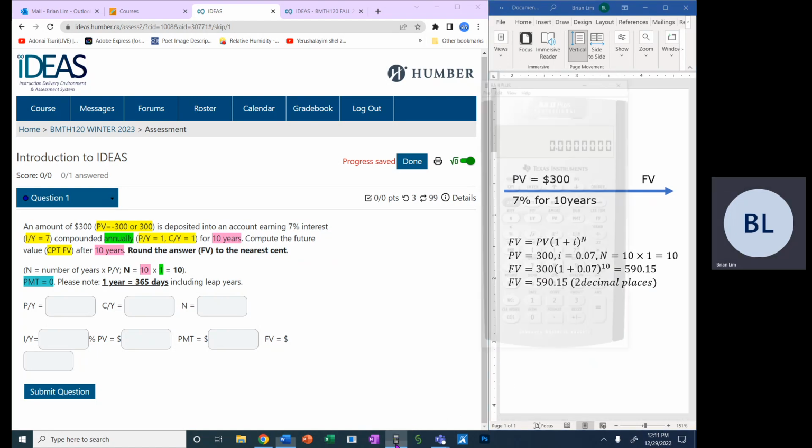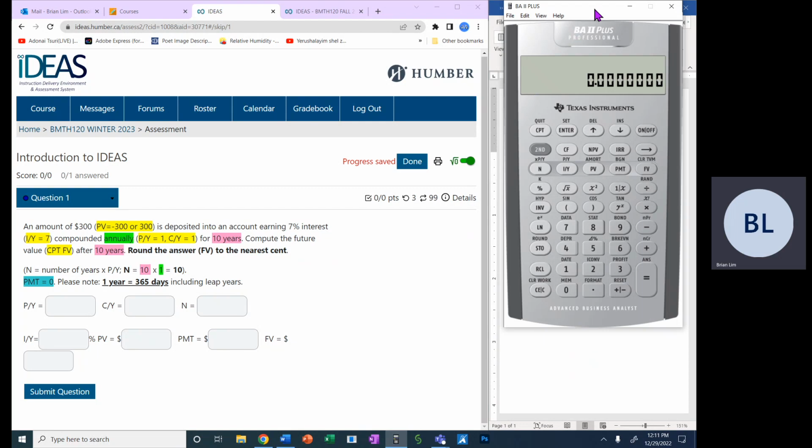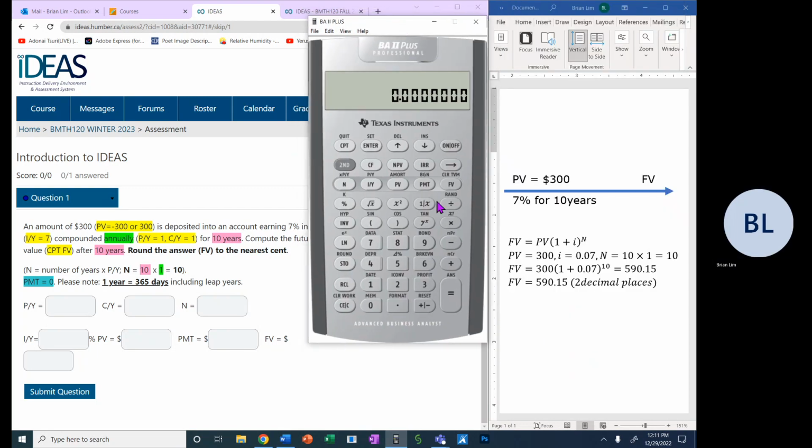Now, we could demonstrate it with the calculator by bringing it up here. I'll do the parentheses first. So I start the parentheses, I put 1 plus 0.07, and I close the parentheses. Now you see it's 1.07. It did the summation there. And then I use y to the x, which gives me the exponent of n. There we go. And then I can press equal.